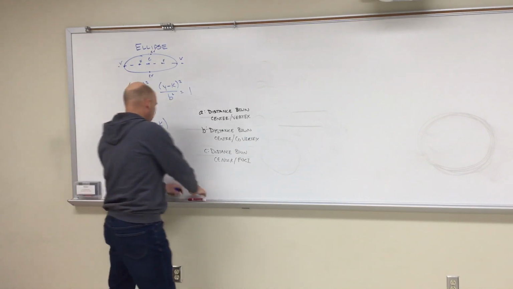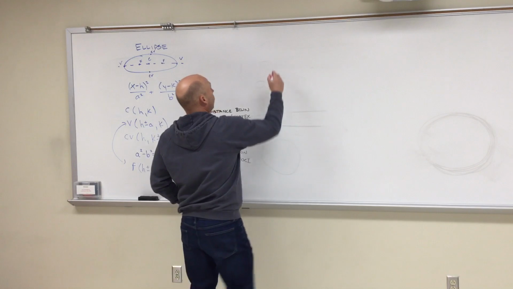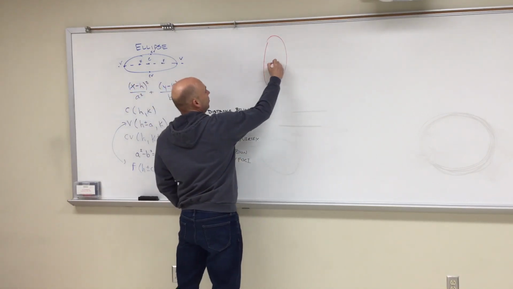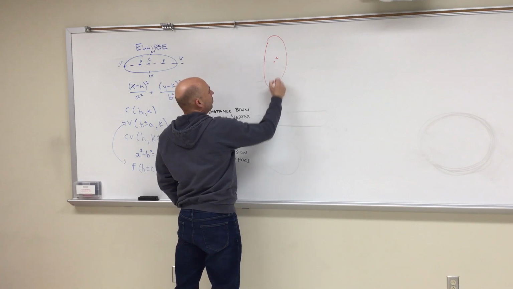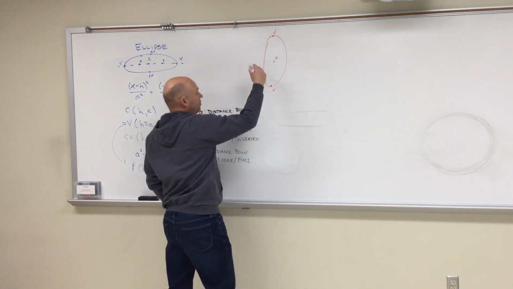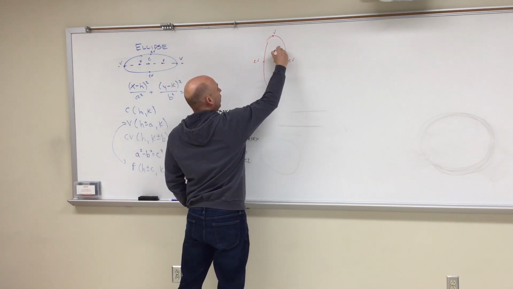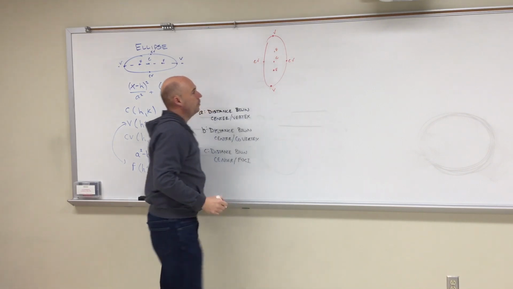All right, now, you also have an ellipse that can go vertical. Okay, a vertical ellipse looks like that. It's still the same idea. Your center is still in the middle. You have vertices on either of the longer ends. You have co-vertices on the shorter ends. And you have foci in the middle.